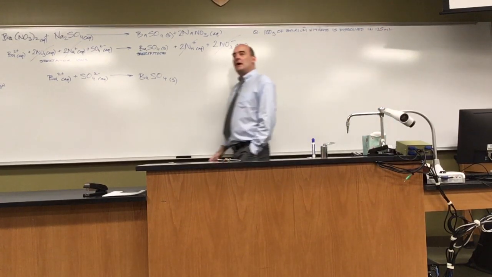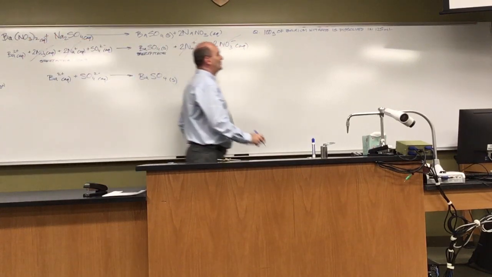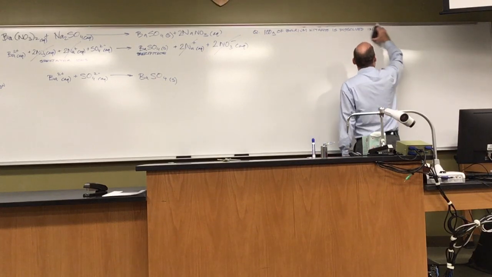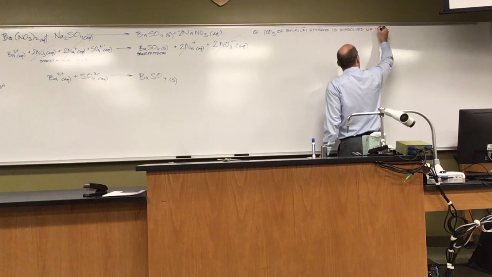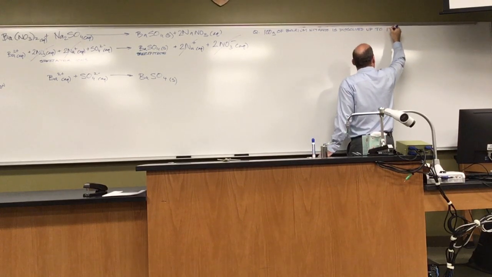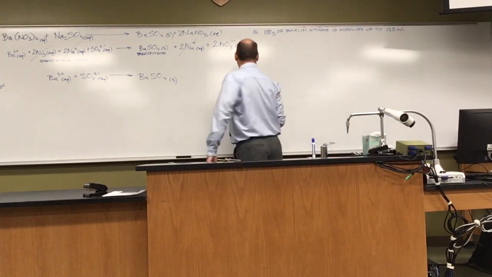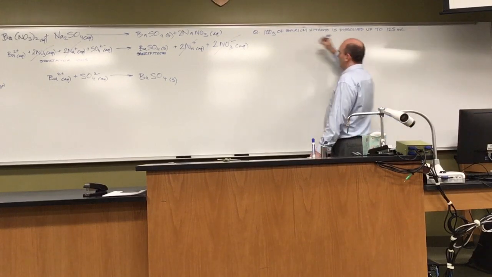So I'm going to take 100 grams of barium nitrate and I'm going to dissolve it, that's my first mistake, up to 125 milliliters of water. I'll write it here.